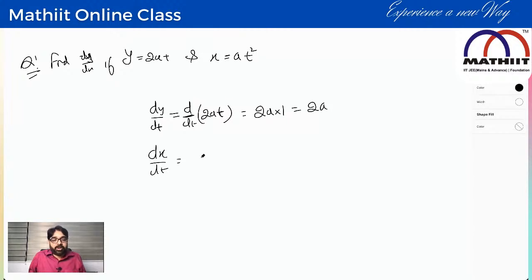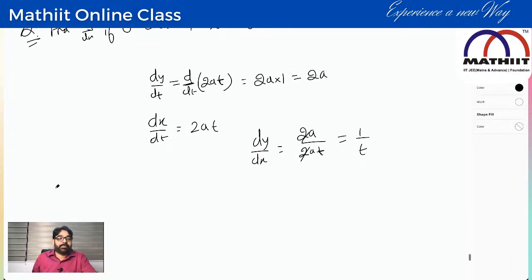That will be 2at, because differentiation of t square is 2t only. Be clear, we are doing this with respect to t. So now dy by dx will be dy by dt divided by dx by dt, which means 2a divided by 2at. So your 2a will get cancelled and you will get 1 by t. I'm sure it's clear to everybody. Right? So the derivative of the parabola at any point t is 1 by t. That's the meaning of this statement.